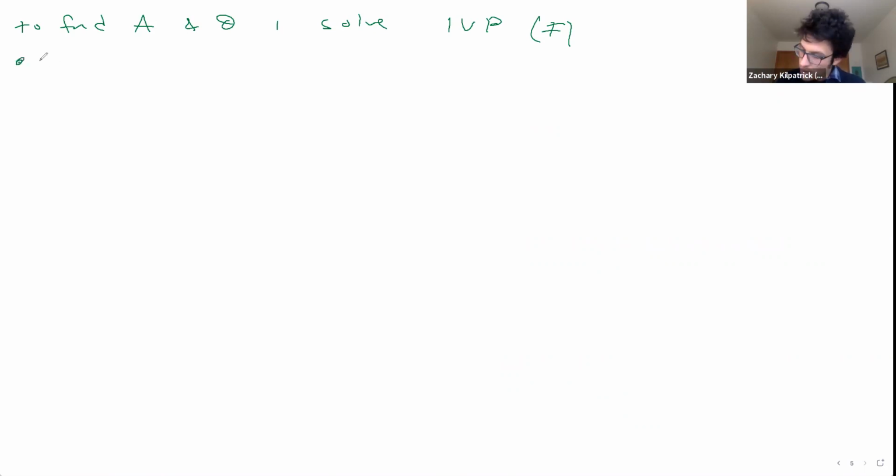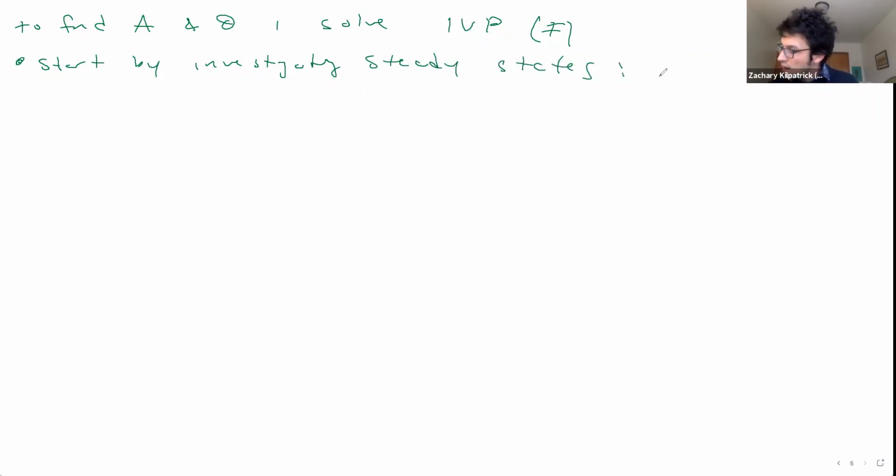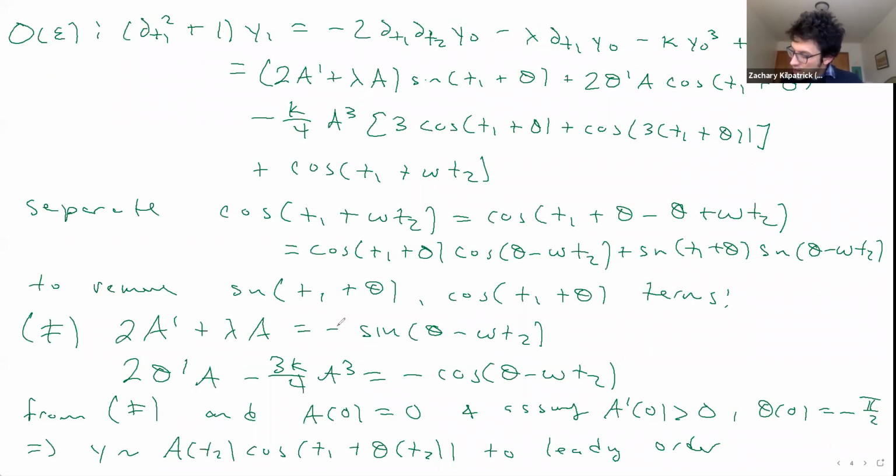And we could do that by investigating the steady states, where A prime is equal to 0 and A goes to A infinity. If we look at this initial value problem, it doesn't look like something we can solve by hand. We're not going to be able to solve this by hand.